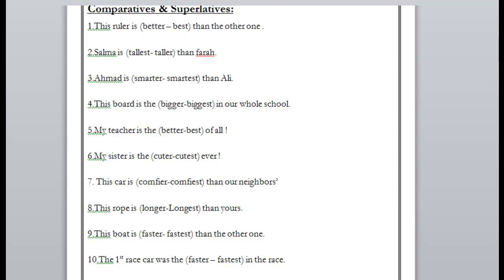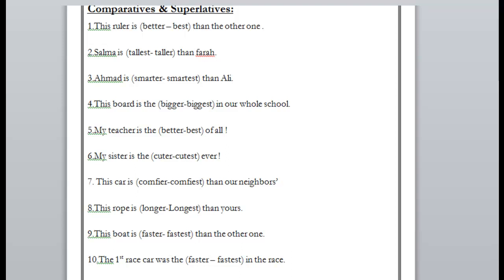Okay, so I added est after the adjective tall. So it became tallest, right? Okay. Can I say this boy tallest one here? No. We should add the before the adjective. Okay? So, the tallest, the smartest, the best, the comfiest, the longest, the fastest.